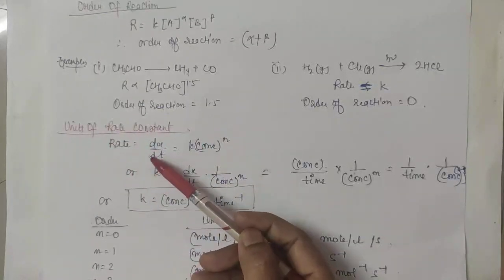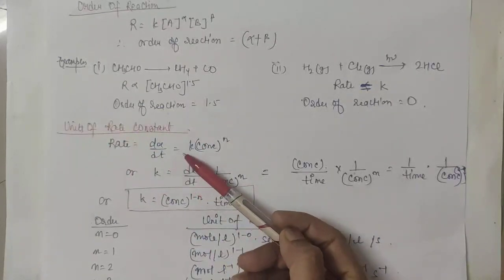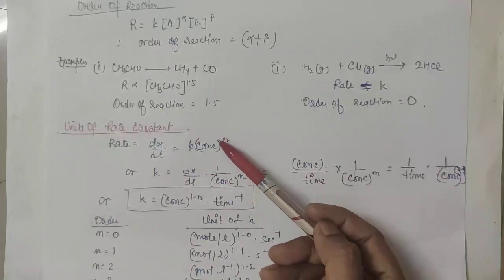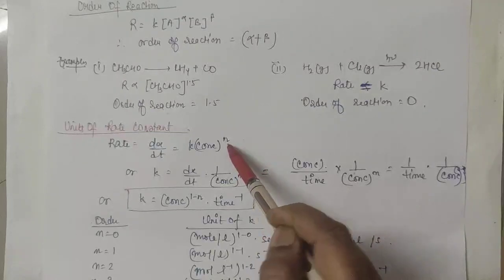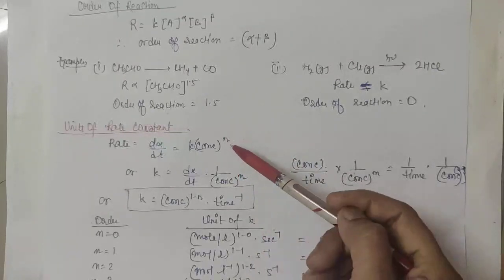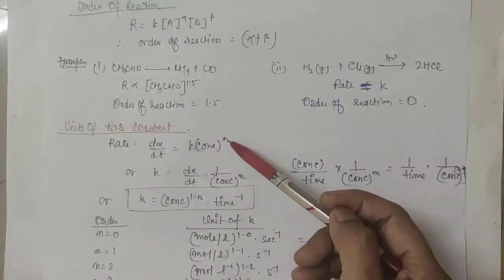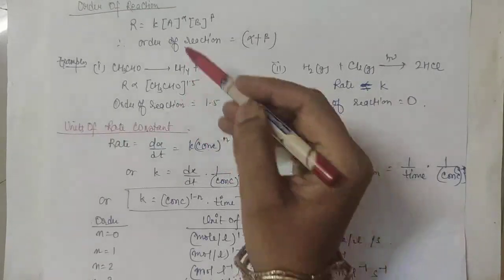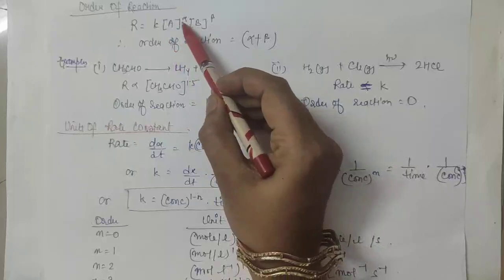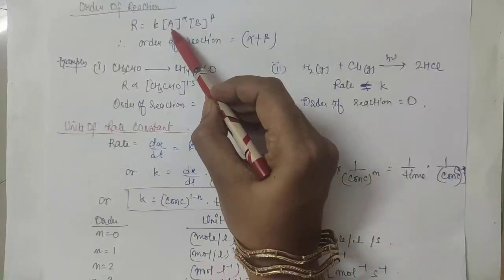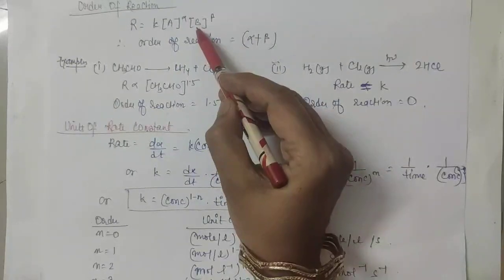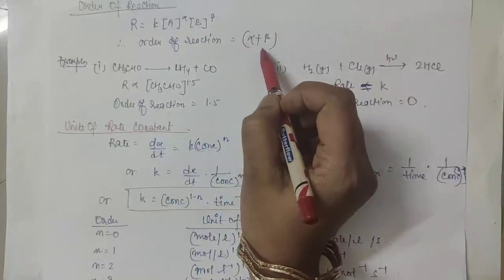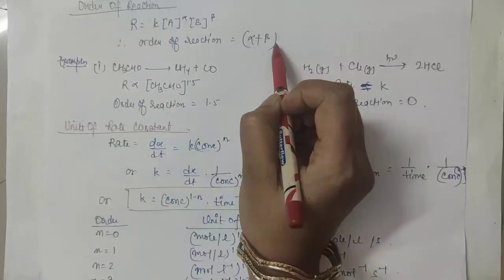Now rate can be expressed as dx by dt, which is also equal to K into concentration raised to the power n, that is the exponent. It is also the order with respect to this concentration term. See here also, alpha is the order with respect to A, beta is the order with respect to B, and alpha plus beta is the order of the overall reaction. Understood?